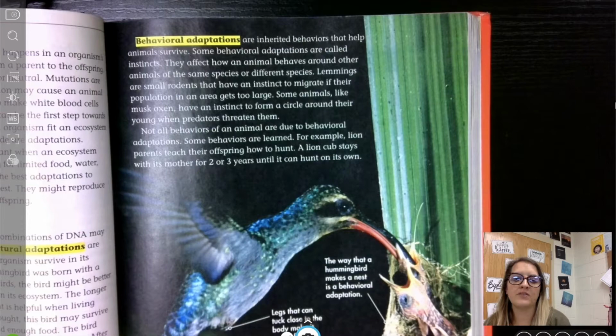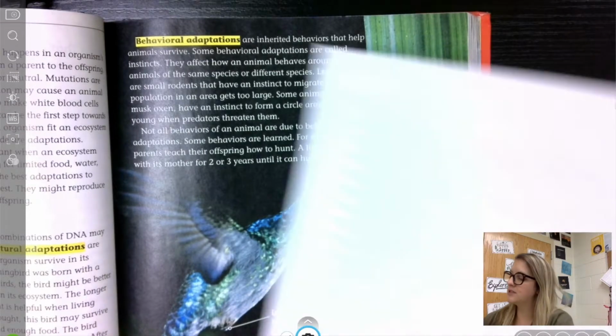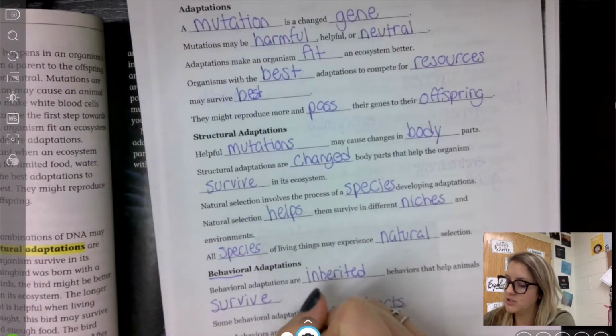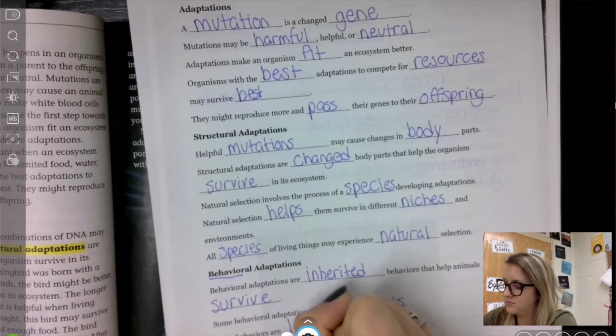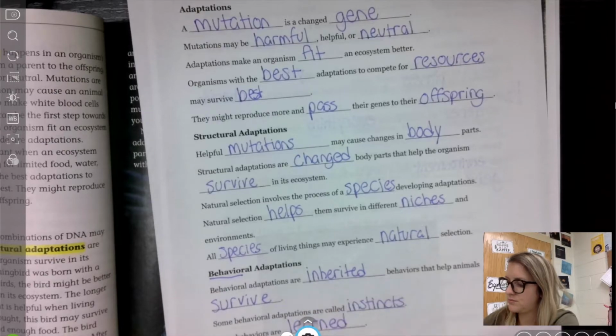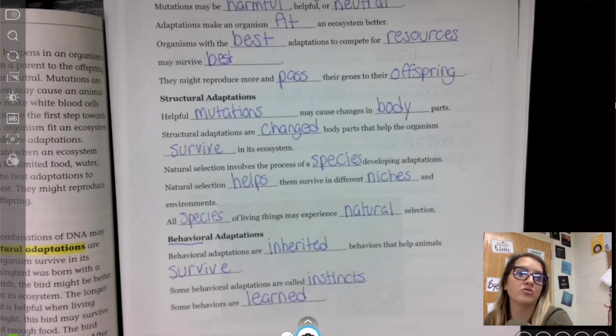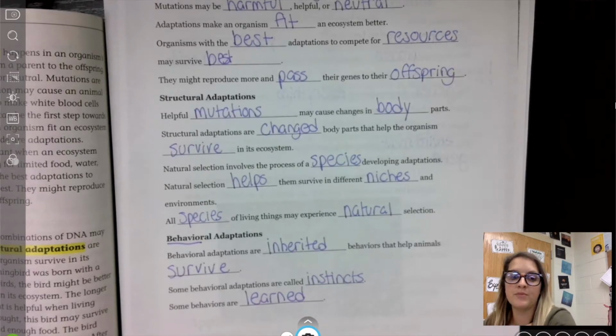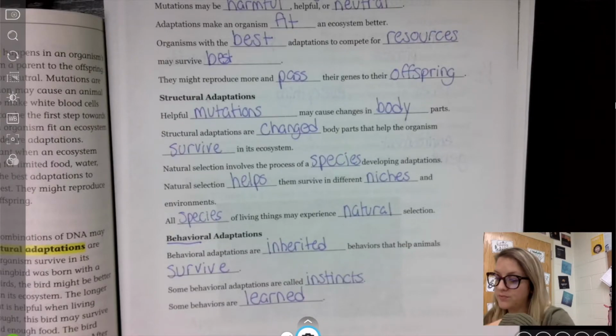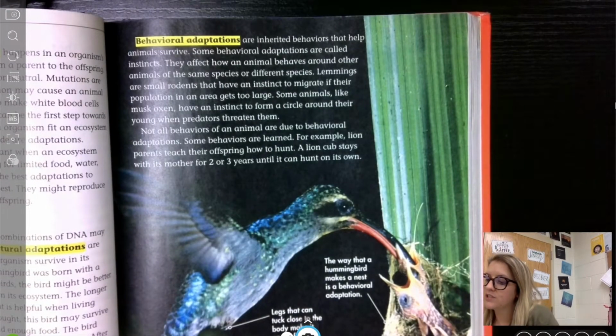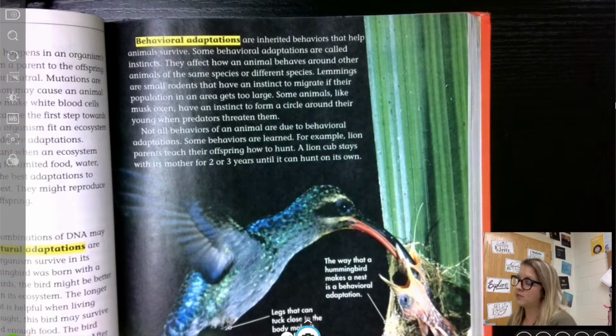Not all behaviors of an animal are due to behavioral adaptations. Some behaviors are learned. So it'd be like we don't know how to talk when we are born. That's a behavior that we have to learn. For example, lion parents teach their offspring how to hunt. A lion cub stays with its mother for 2 or 3 years until it can hunt on its own.